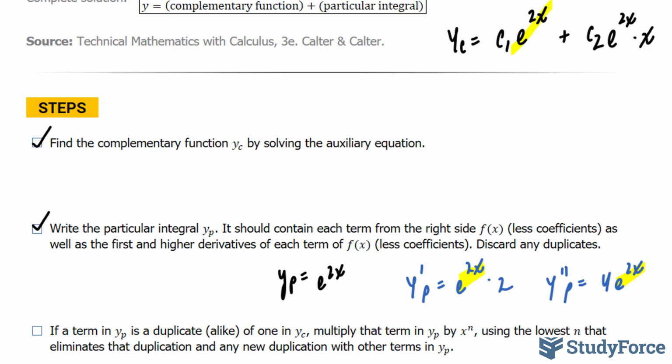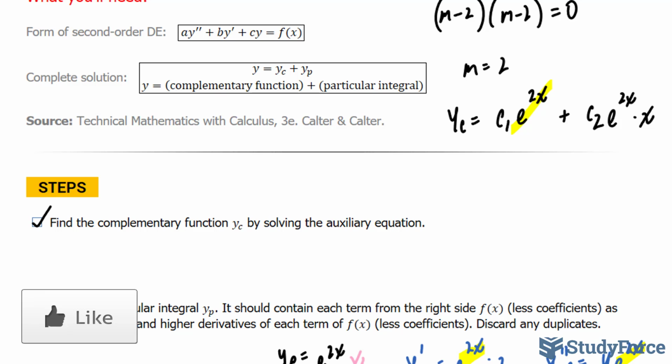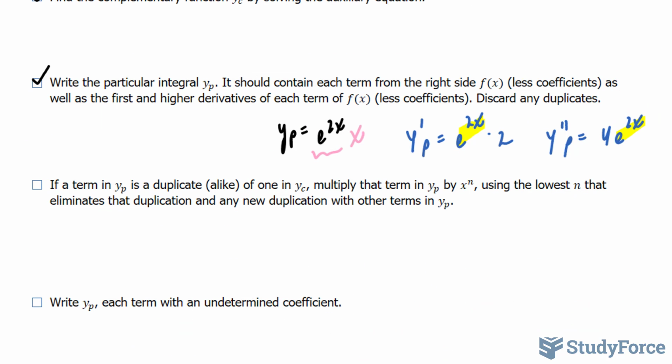So according to step number 3, we have to multiply y sub p, which we chose to be e to the power of 2x. All of these we don't count because they're all duplicates. We have to multiply this by x. So if I multiply this by x, you'll notice that now it matches this. This term has e to the power of 2x times x. So instead, we have to multiply it by another x. Now we have y sub p e to the power of 2x times x to the power of 2.